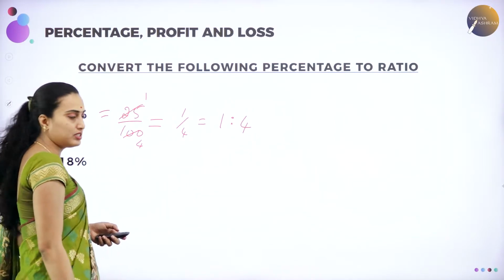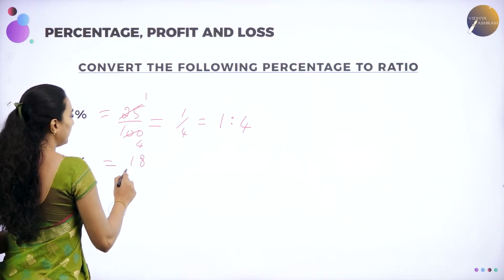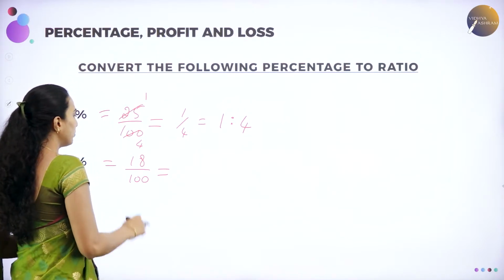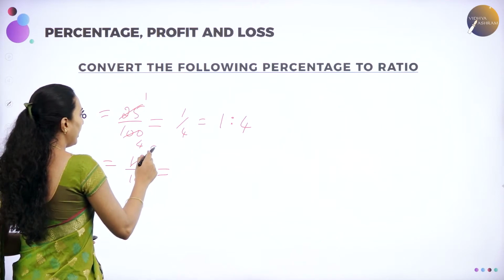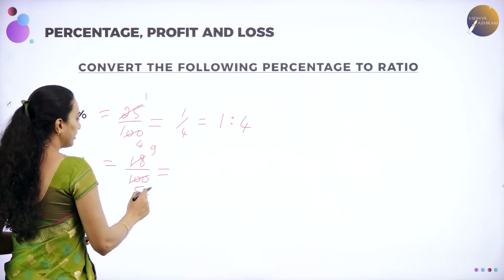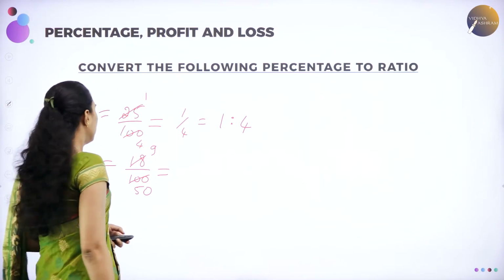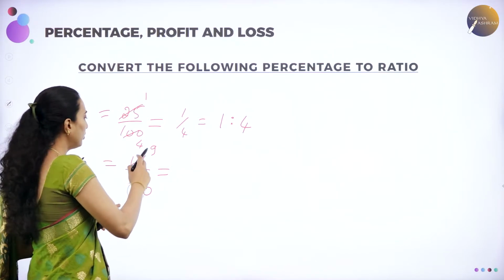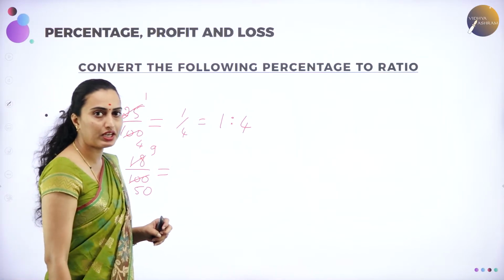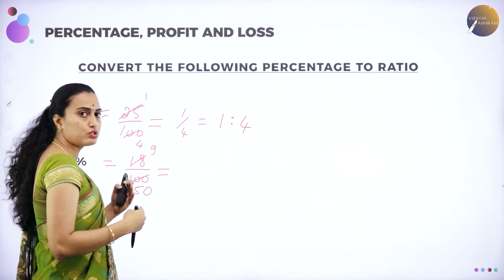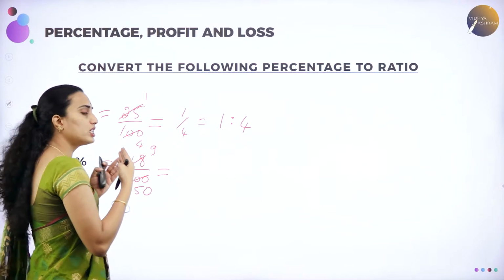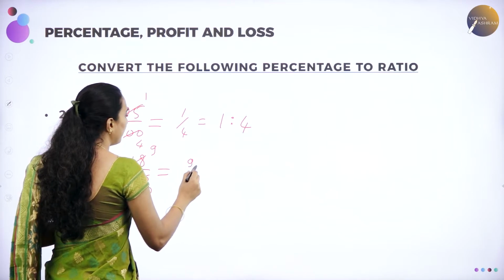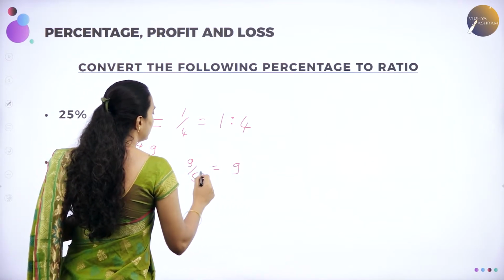Next you have 18%. 18% can be written as 18 divided by 100. Now which is a common number? Let me cancel here: 2 9s are 18, 2 50s are 100. Correct? Now will it go by 3? 3 1s are 3, 3 20s are 60, it will not go. So 9 by 50 cannot be reduced to a simpler form, as there is no common number which will divide 9 and 50. Therefore you write it as it is: 9 by 50 can be written as 9:50.